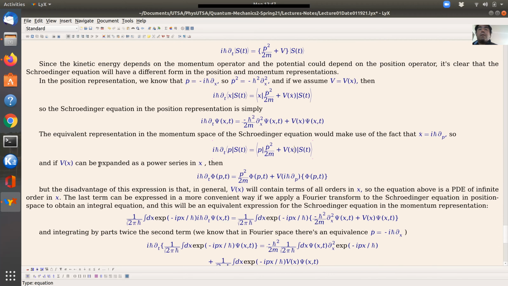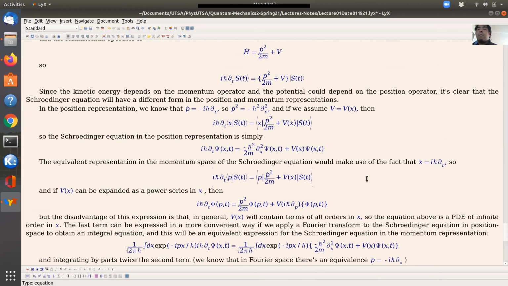So, well, in principle, we could do that. V can be a very complicated function. If we were lucky enough that V of x can be expanded as a power series in x, then basically what you do is the same, just as a power series, substituting for x the operator i h bar partial with respect to P.